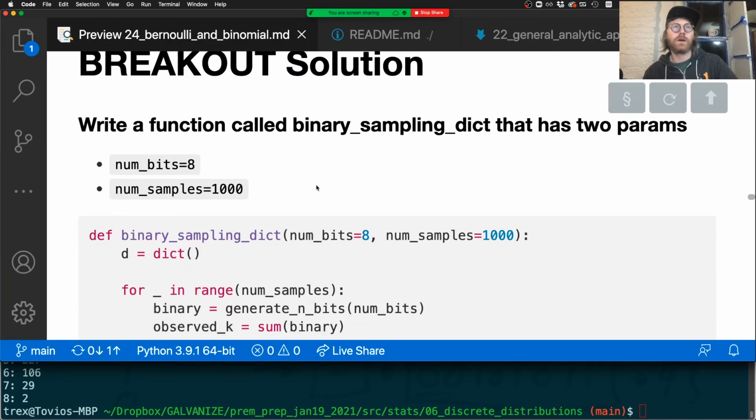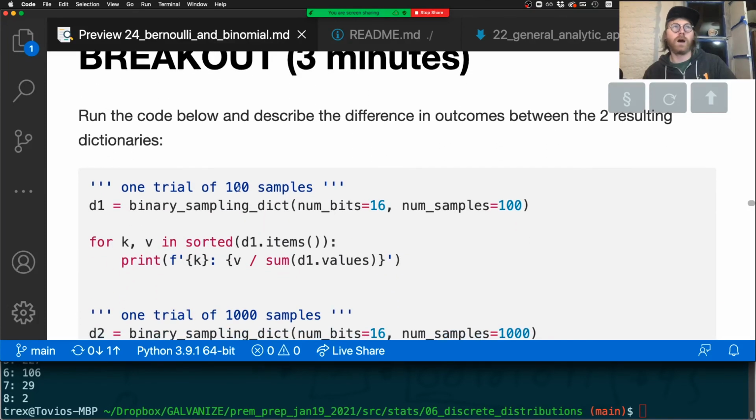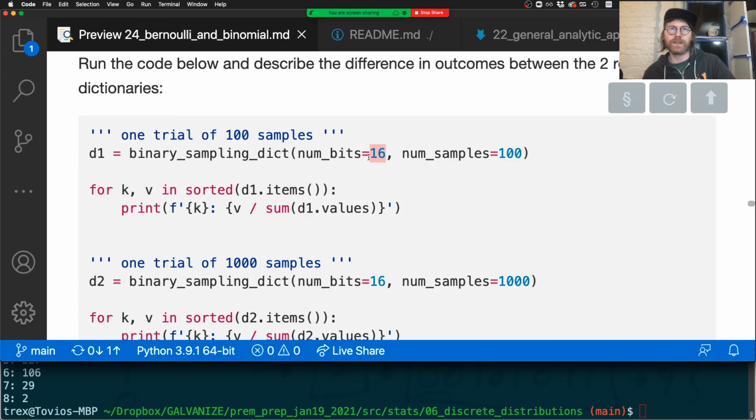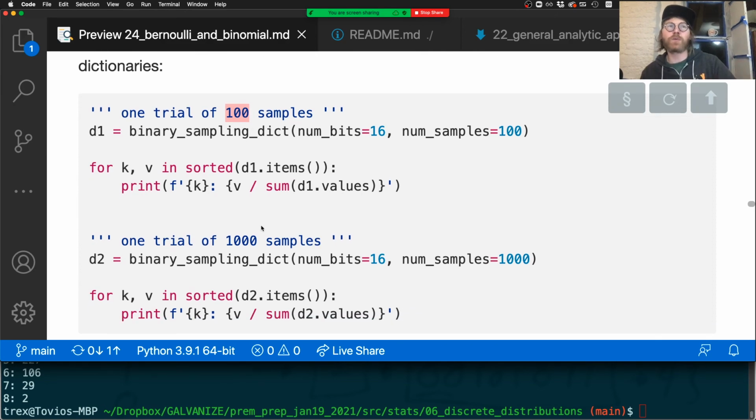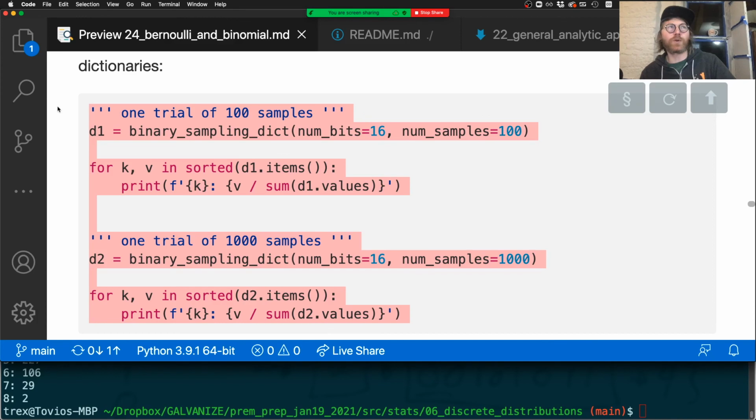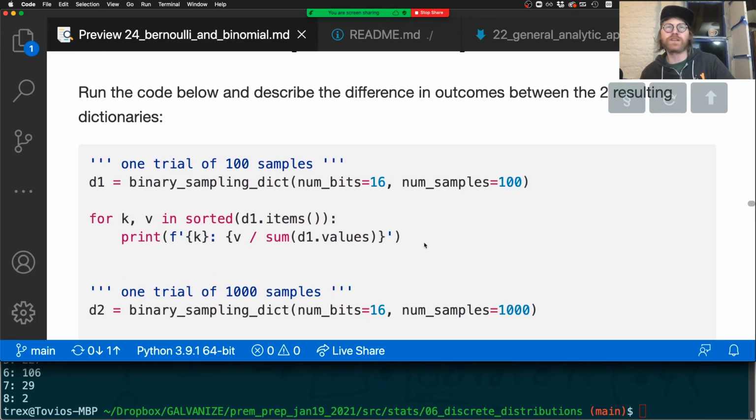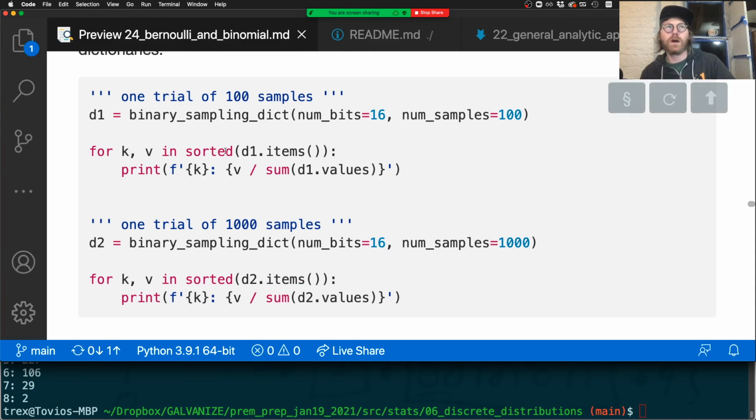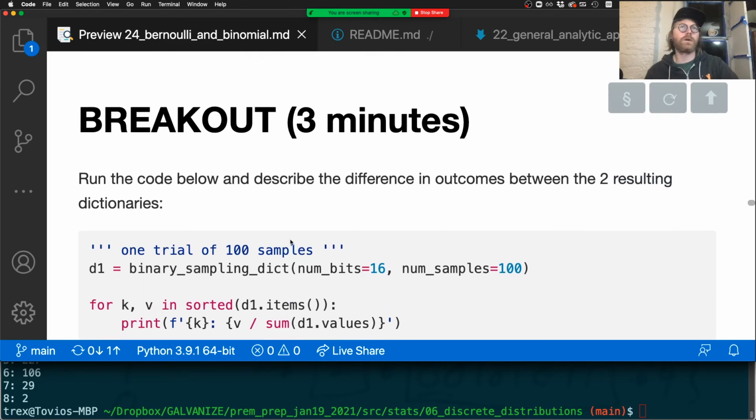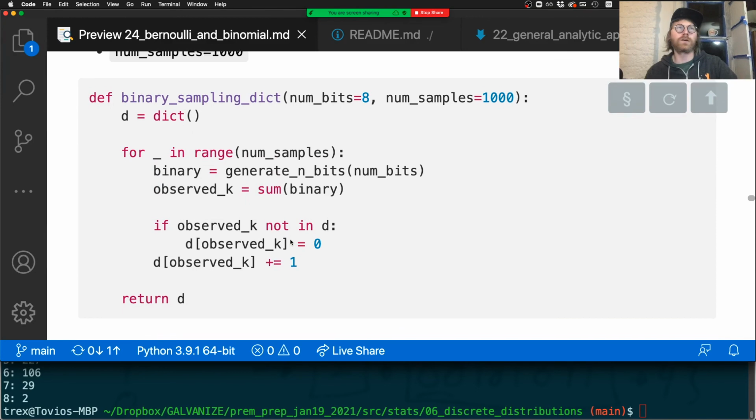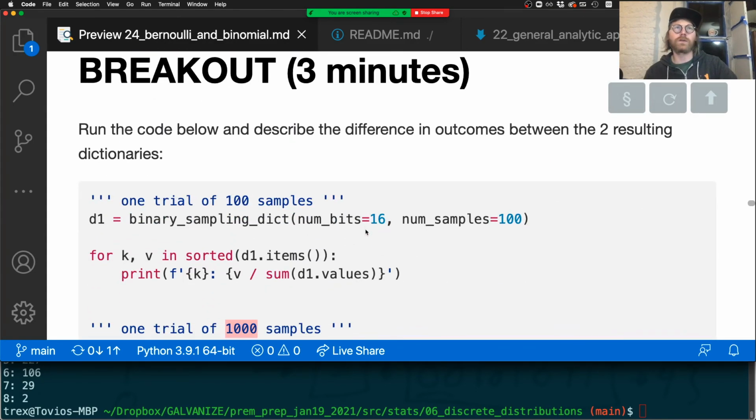We've got this breakout, not this breakout, but the next one, where I'm going to have you run some code. I'm going to have you run code for 16 bits, getting a dictionary for 16 bits and outputting the probabilities. So the probabilities relative to that sample, or for that trial of 100 samples, and then the probabilities relative to the trial of 1,000 samples. The thing that I'm going to ask for here is a description of what the difference between these two represents. And that's going to be relative to the number of samples taken for that trial. But yeah, let's call it there, and we'll probably review the code here first, and then we'll pick up at this breakout tomorrow.